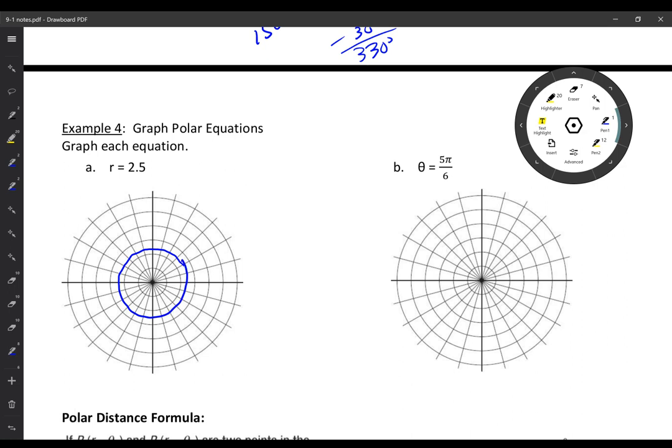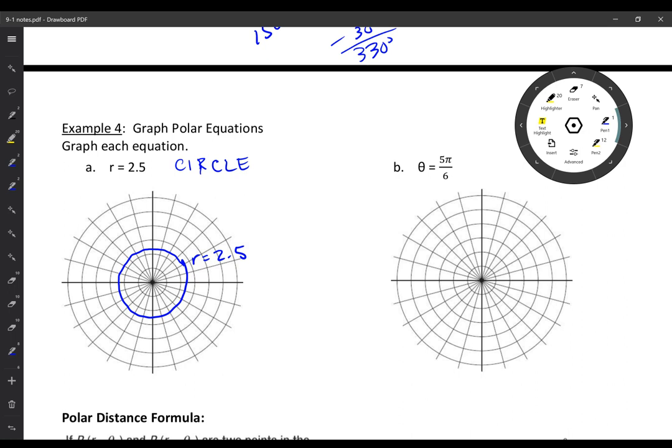And that is a really ugly circle, and I apologize for that, but that's going to be like r equals 2.5. So whenever we have a radius equal to something, that is going to be a circle. So it's interesting how easy that circle equation is to write in polar coordinates, or in polar equations.